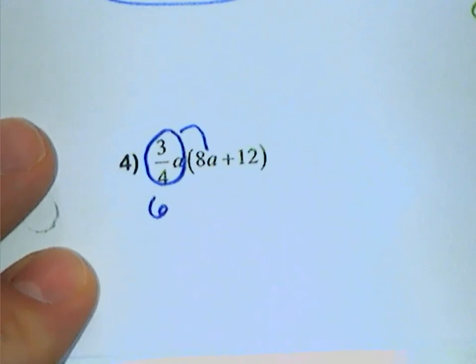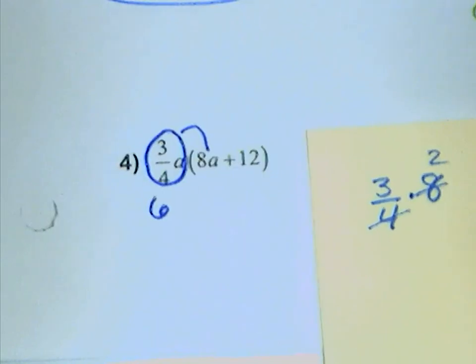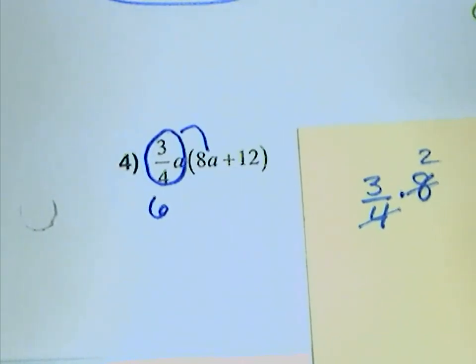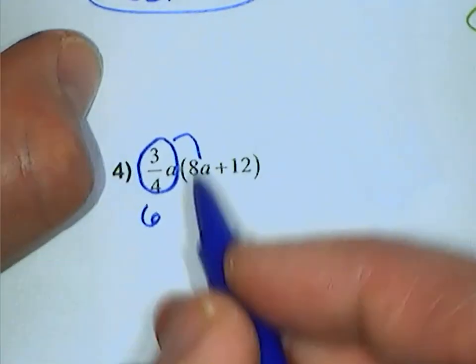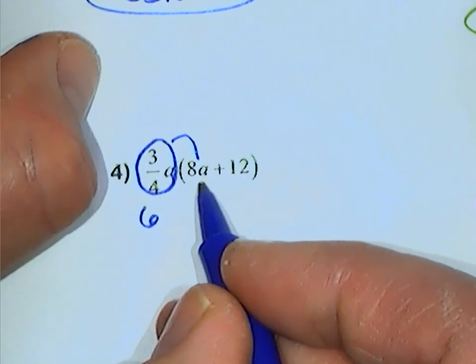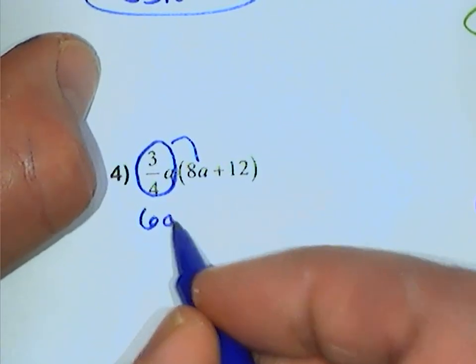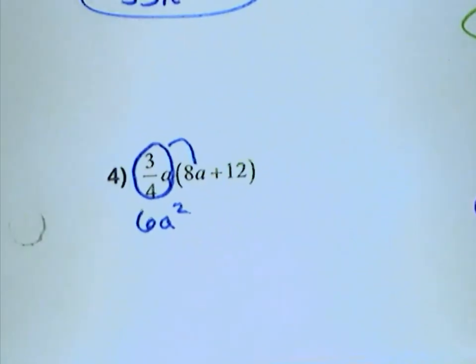Okay? Again, that's the idea. If you multiply 3 times 8, it's 24, but divide by 4 is 6. So either way. Okay? What's A times A now? Yeah, A squared or A to the second. Perfect. Thanks.